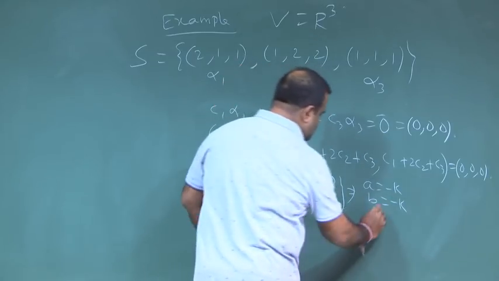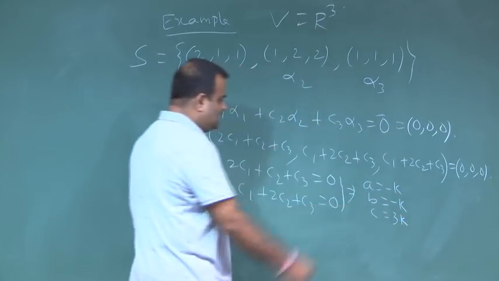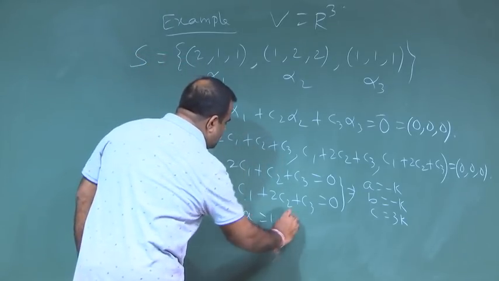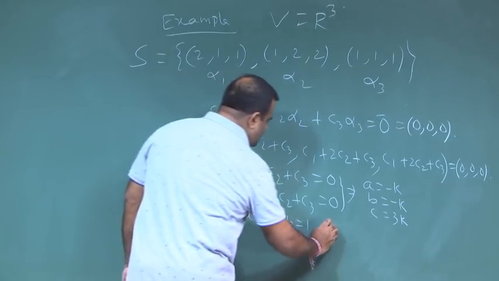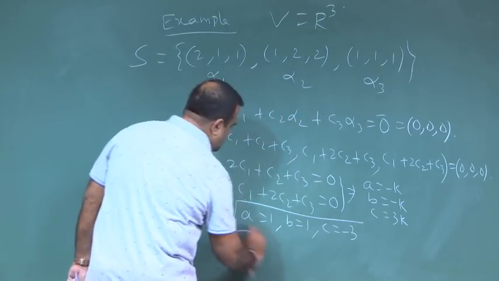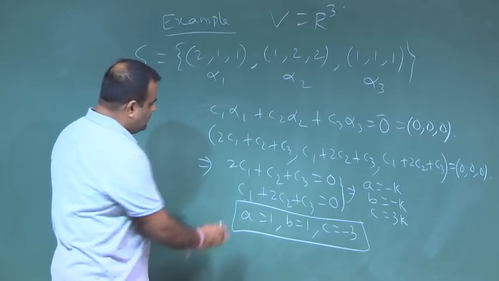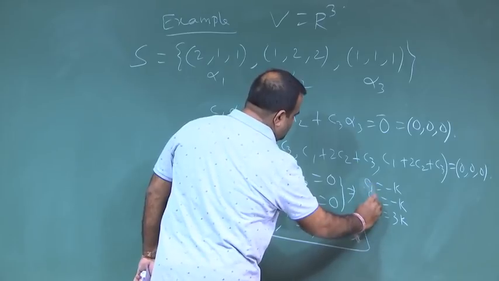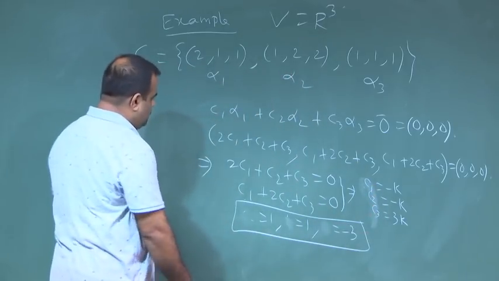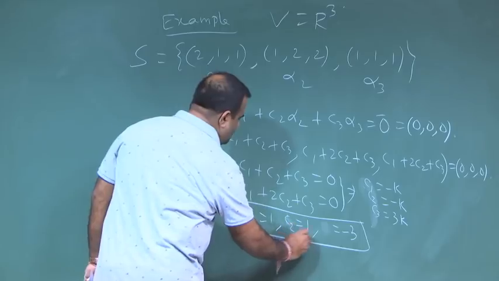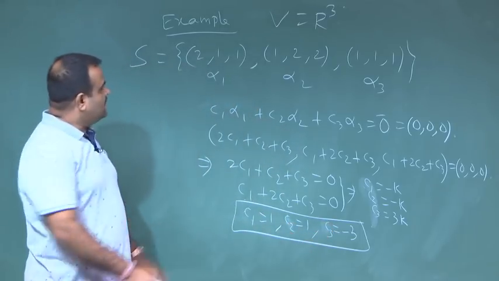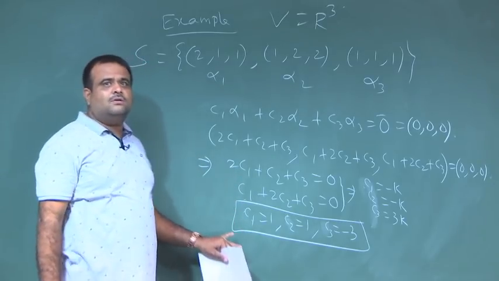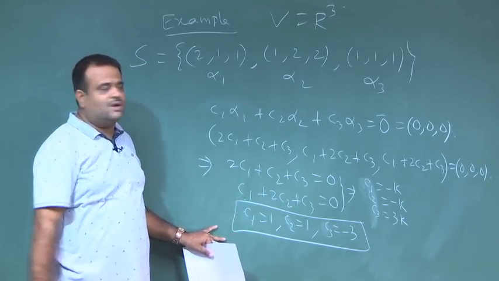This is a solution, a general solution. General means we can vary this k for any real number. So that means we can choose A to be 1, B to be 1 and C to be minus 3. So if you take these C1, C2, C3, if we took C1 to be 1, C2 to be 1, C3 to be minus 3, then this linear combination is 0. So we are getting a non-zero scalar for which the linear combination gives 0.